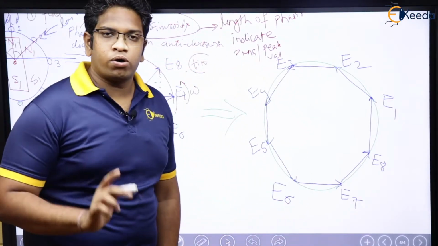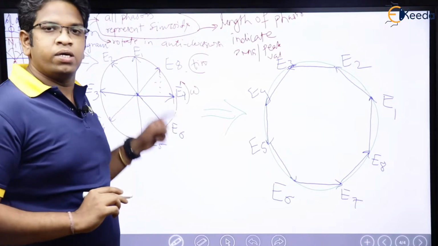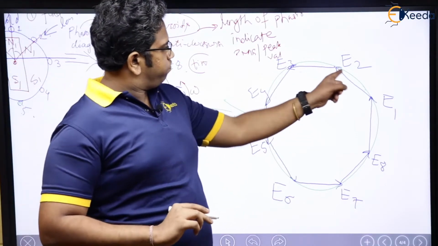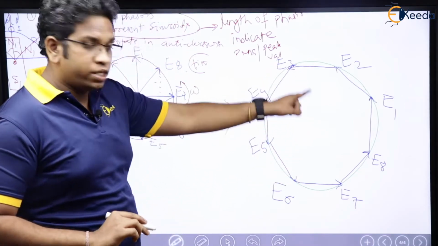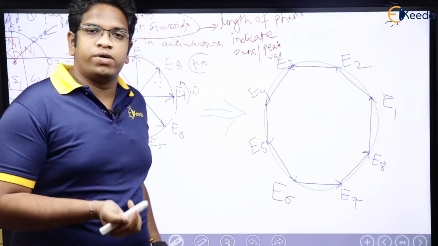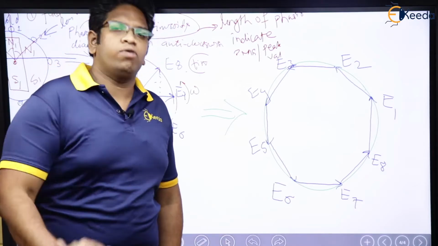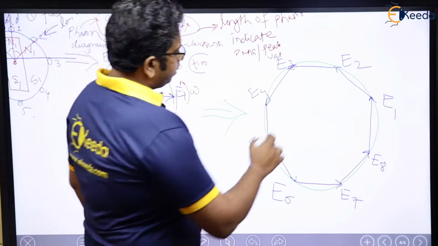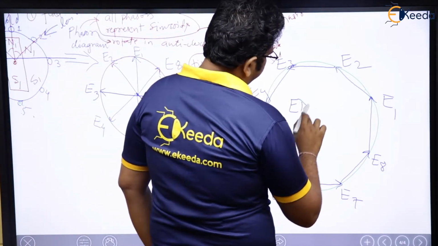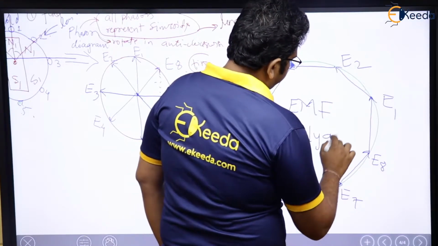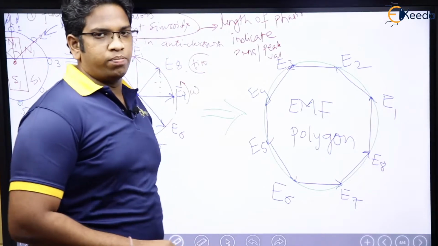So moral of the story, the same phasor diagram is shown here in terms of E1, E2, E3, E4 in this particular structure, and this particular structure is very useful in formulating the equations. How? I will tell you, don't worry. This particular thing is called the EMF polygon. This one is very important.